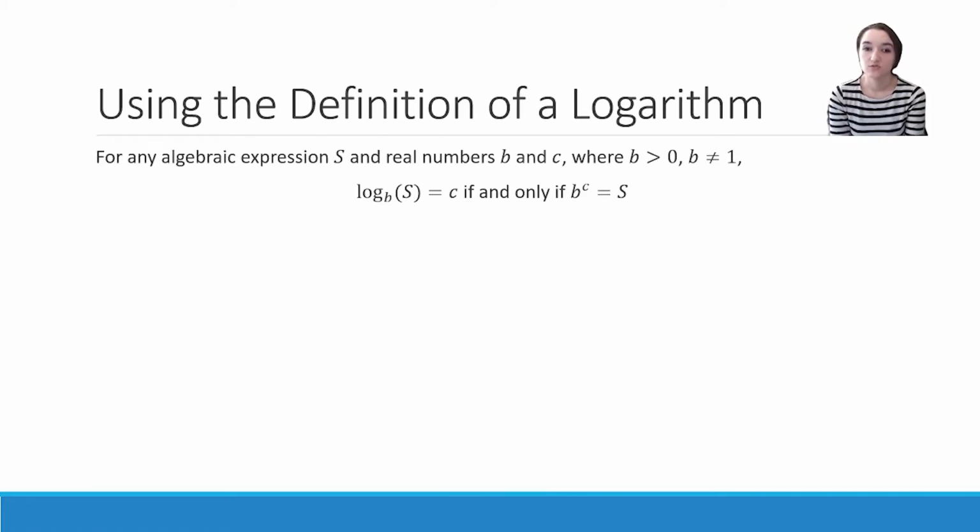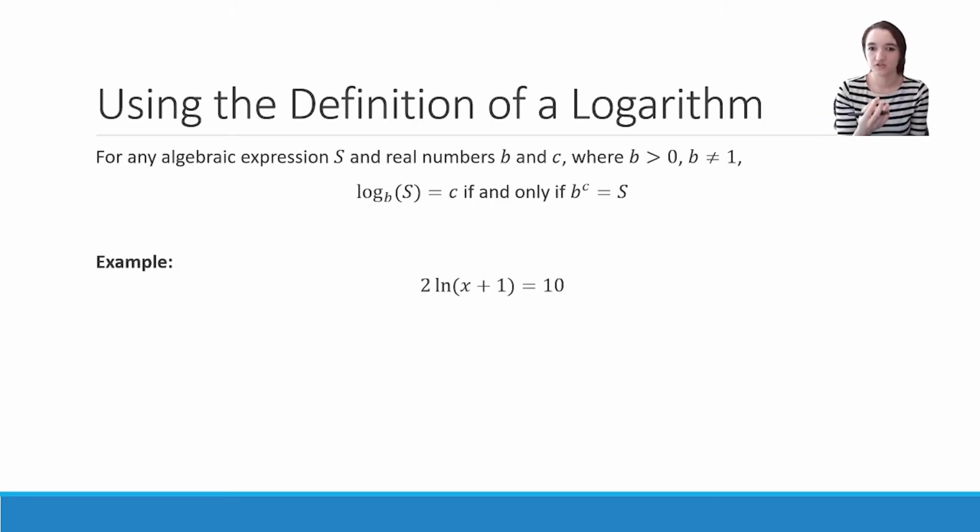Finally, we are now going to look at using the definition of a logarithm to help us solve an equation. For any algebraic expression s, and real numbers b and c, where, once again, as always, b is greater than 0, b is not equal to 1, we get log base b of s equals c if and only if b to the c equals s. It's the same thing as the definition of log. I've changed the letters just to make sure you're paying attention. But again, we're now going to use this where s is a whole expression instead of just some number.